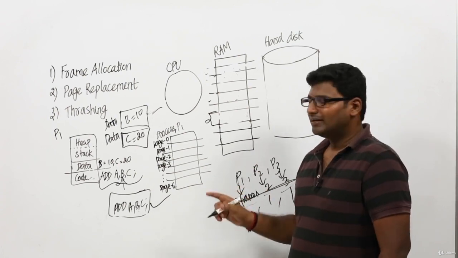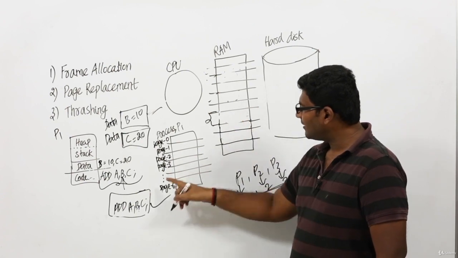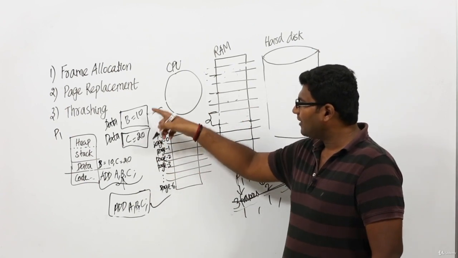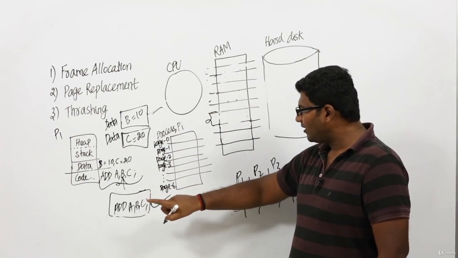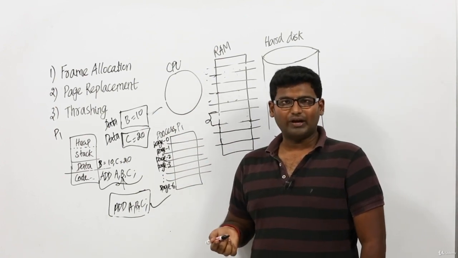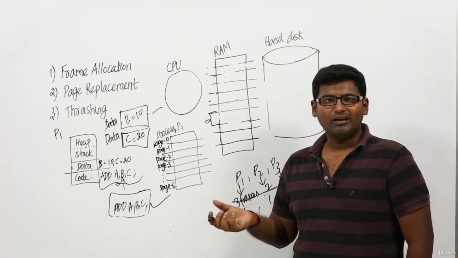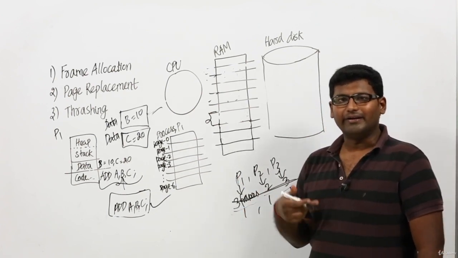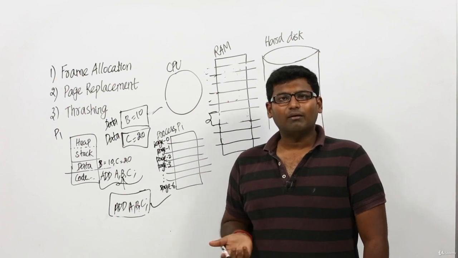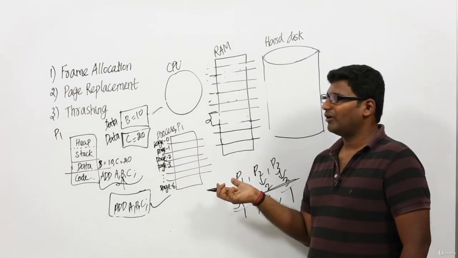So what will happen is, in this frame, we will first place this page, and then we will replace this page with this page, and then replace it again, and this will keep on happening. This is what we mean by thrashing. See, what is actually happening here? Page faults are happening repeatedly, right? Why is it happening? Because we have not allocated the number of frames in the correct way, right?